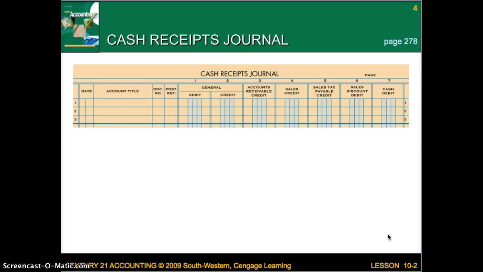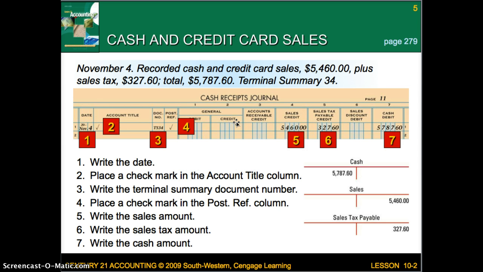This is a cash receipts journal. This is what it will look like when we enter these things in. As you can see, your cash receipts journal is a bit longer because we have more options of places to put things: accounts receivable credit, sales tax payable, sales discount, and cash. There's a lot of different things in here, so we will need to choose where to go in this cash receipts journal. So let's get started and try one transaction.